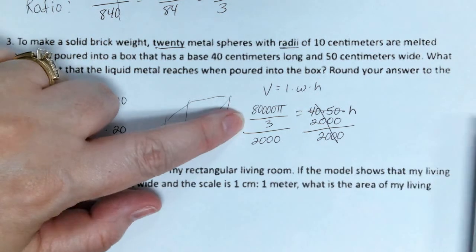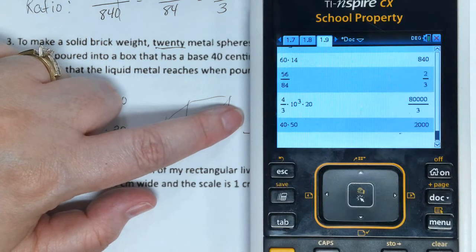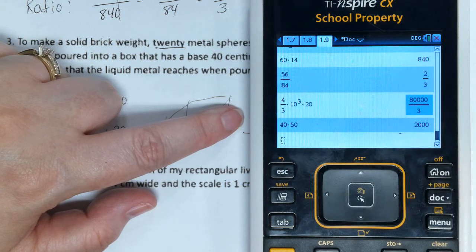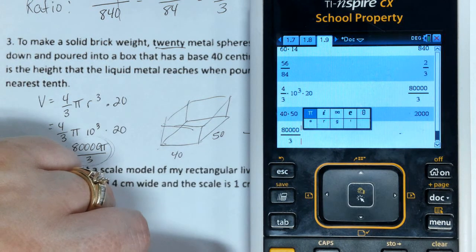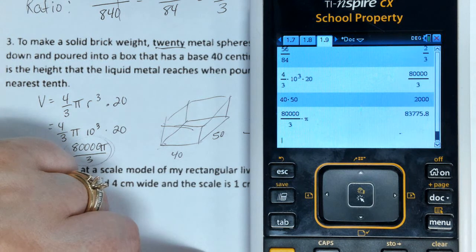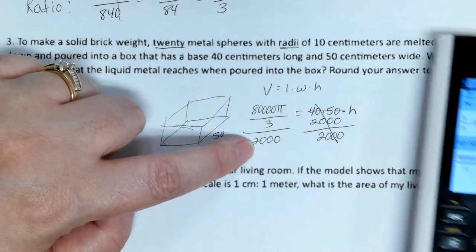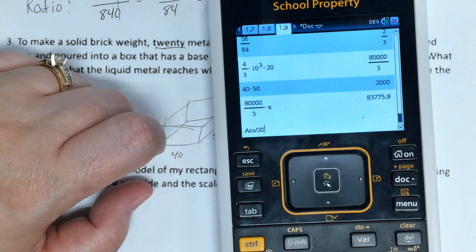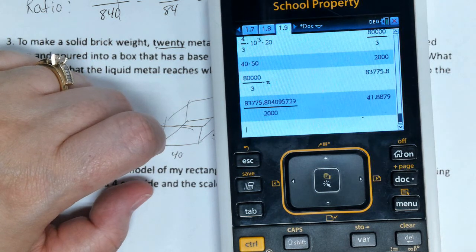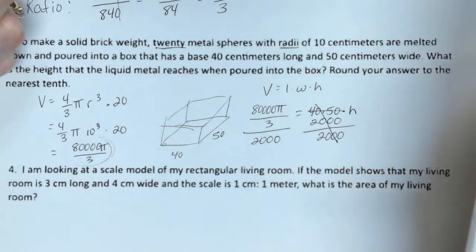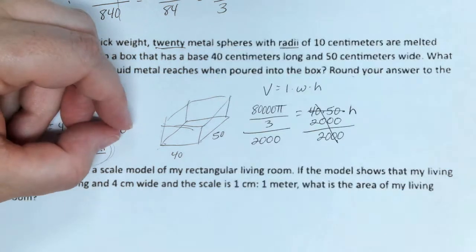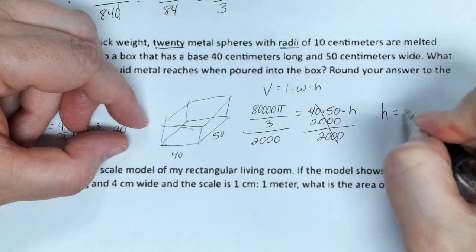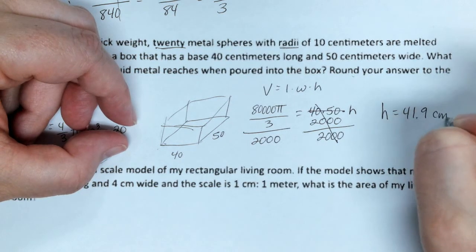So I'm going to put this back into the calculator, the 80,000 pi over 3. So I've got the 80,000 over 3. I'm going to put pi. And then I'm going to divide that by 2,000. And it says nearest tenth, so 1 decimal place, that's 41.9. So the height is 41.9 centimeters.